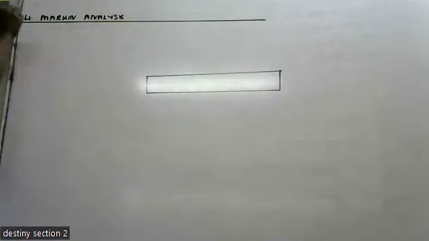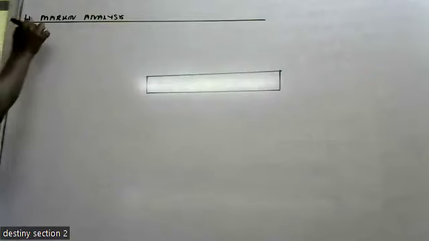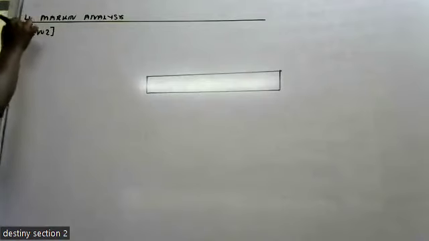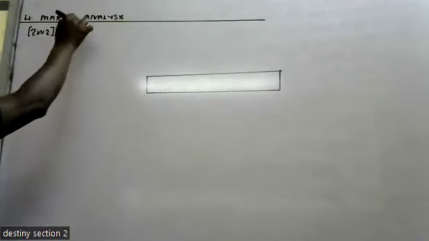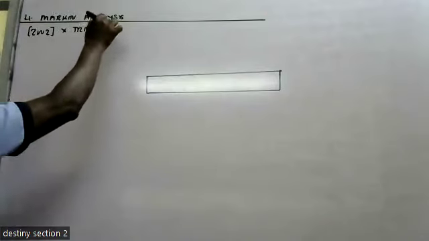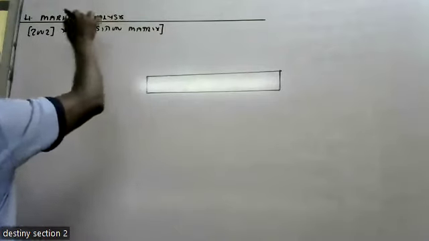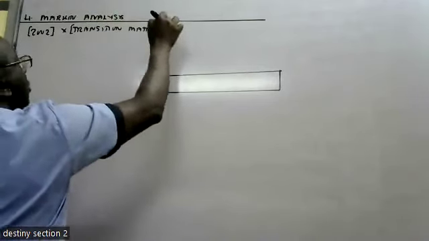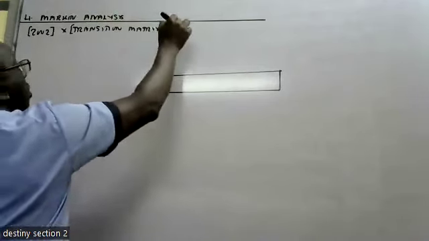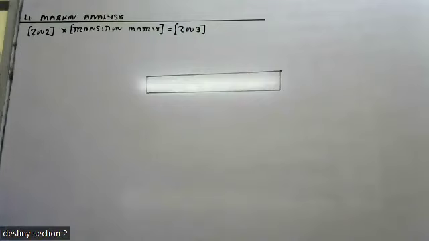So if you are told to answer that question, the solution will be like this. You will get the 2002 multiplied by transition matrix, and that will give you what we call 2003. So that is what you write. 2002, you multiply by the transition matrix, that will give you 2003.